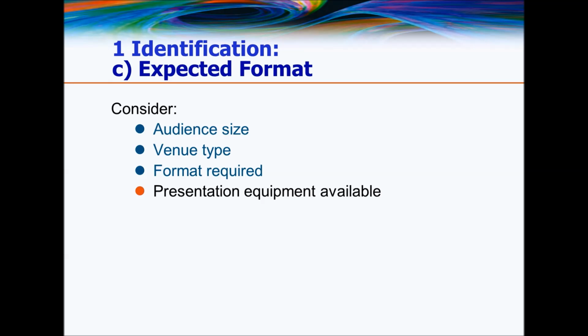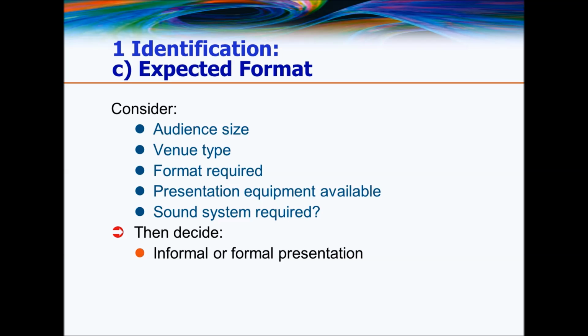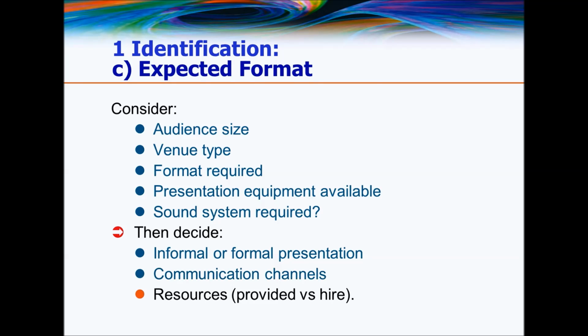Then you need to think about what presentation equipment is actually available where you're going to be presenting, and consider whether you might need a sound system. Sometimes a lapel mic might be necessary, and if you're going to need one of those, then you want to practice first so that you're not constantly brushing past it. Once you know all those constraints, then you need to decide on whether you're going to deliver a formal or informal presentation, what communications channels you're going to use, and what resources you might need, for example, what you might need to hire or borrow.